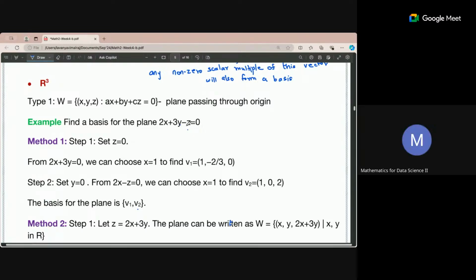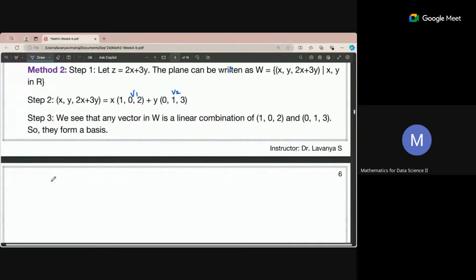Got it, ma'am. Maybe I can do one example. Suppose I'm having something like this: x plus 3y minus 2z is equal to 0. Then it's better if I choose x equal to 2z minus 3y, right? Yes. In this way, I can write the set W as the set of all (2z minus 3y, y, z), where y and z are varying in R. Now, what are the vectors here? If I am taking y commonly, what is the first vector? Can you tell?